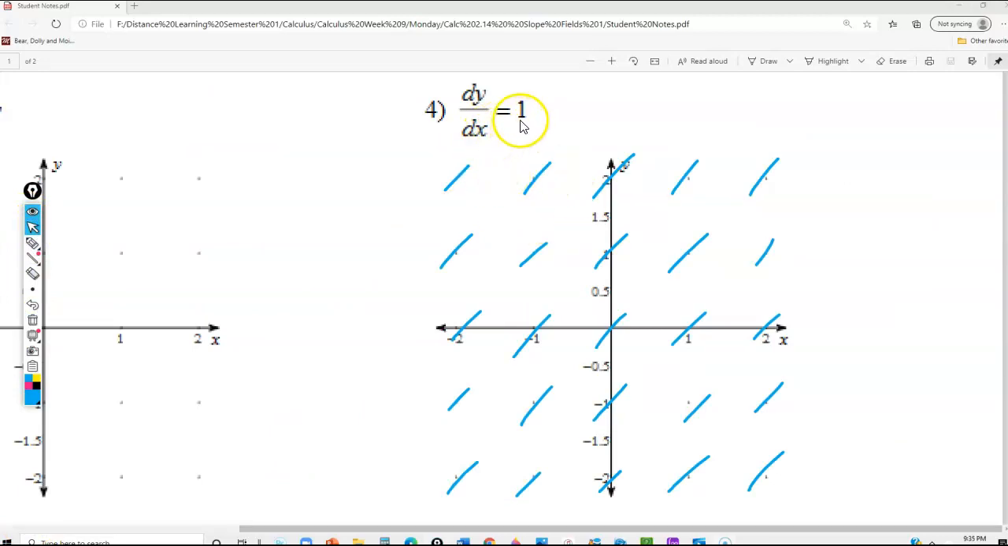The slope is 1 no matter where you go. You can't plug anything in for x or y. The slope is always 1 at every point. You just have a whole bunch of slopes.